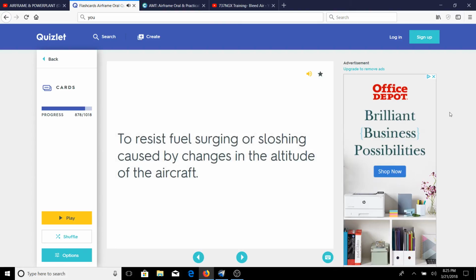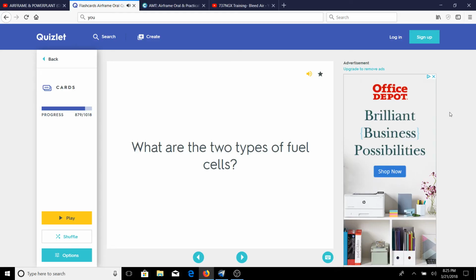Why do some fuel tanks have internal baffles? To resist fuel surging or sloshing caused by changes in the altitude of the aircraft. What are the 2 types of fuel cells?